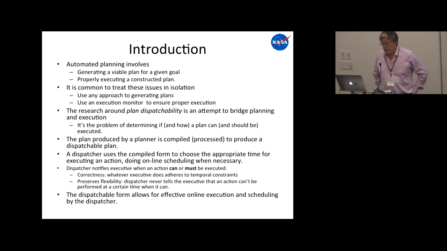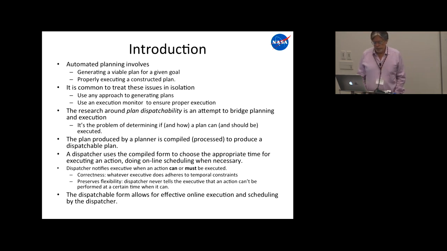So plan dispatchability is the problem of determining if and how a plan can and should be executed. The process of plan dispatchability consists of producing a plan and processing it to produce a dispatchable plan. And there's something called a dispatcher, which uses the compiled form to choose the appropriate time for executing an action, doing online scheduling when necessary. Brian talked about the autonomy architecture, which consists of an executive. A dispatcher is an entity that advises the executive. The dispatcher notifies the executive when an action can or must be executed.